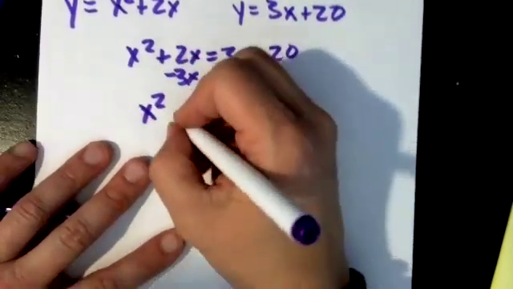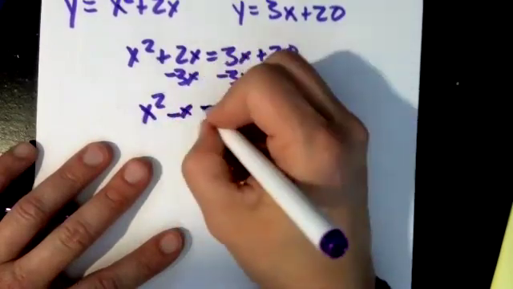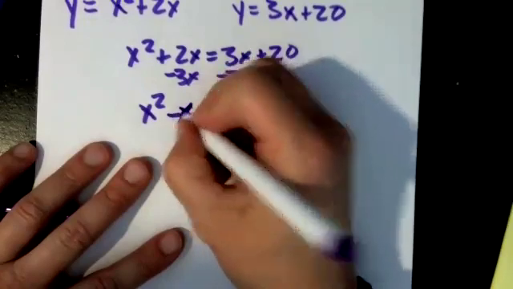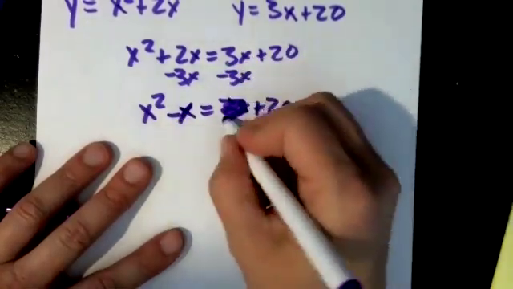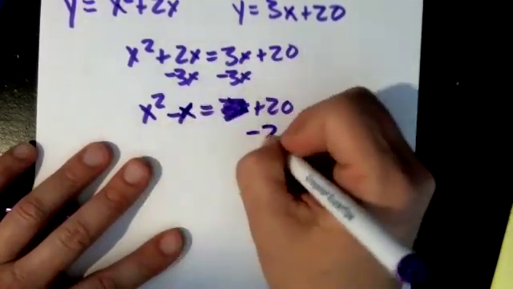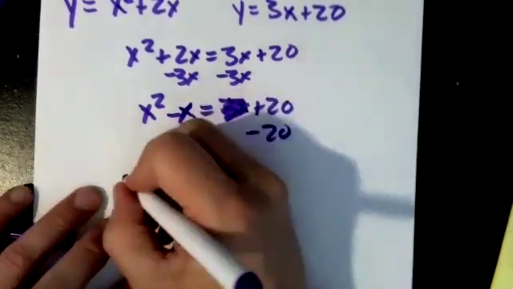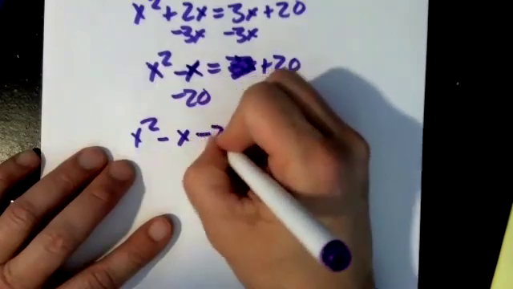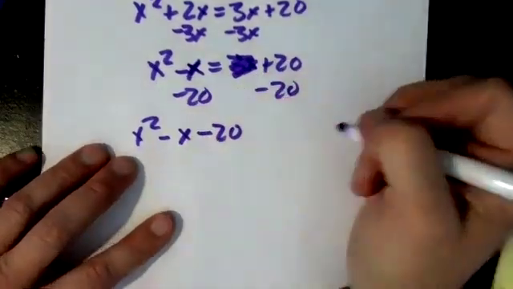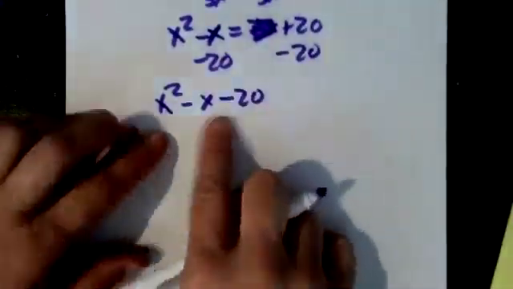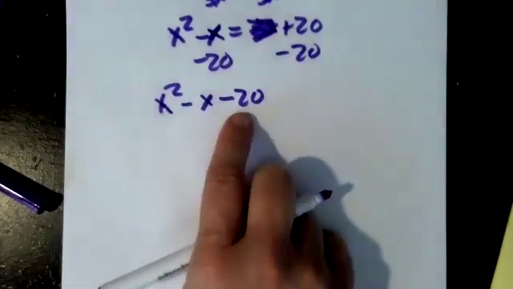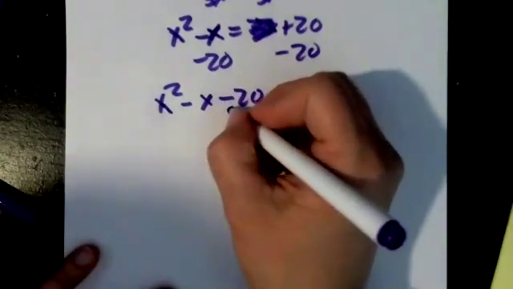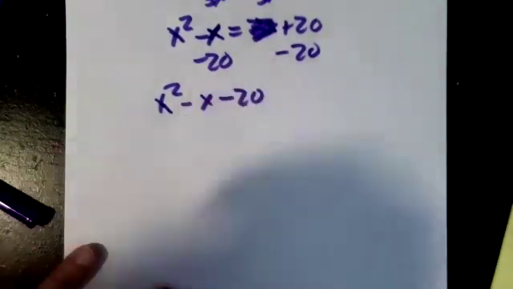So then I end up with x squared minus x equals 3x plus 20. Now I want to subtract my 20. So now x squared minus x minus 20, and I need to factor this. I know that 4 times 5 would give me 20 and combine to give me 1. Since it has to be a negative, this needs to be a negative.